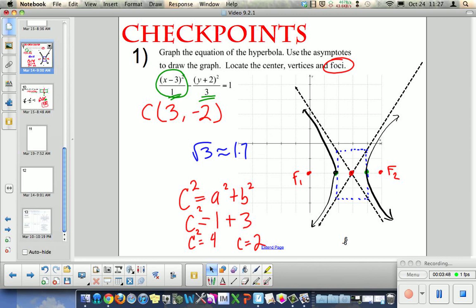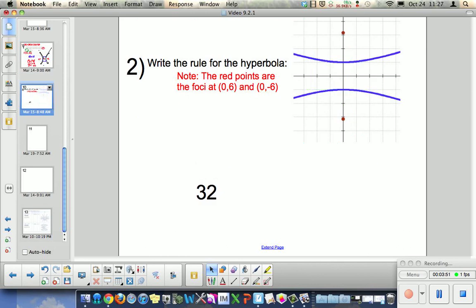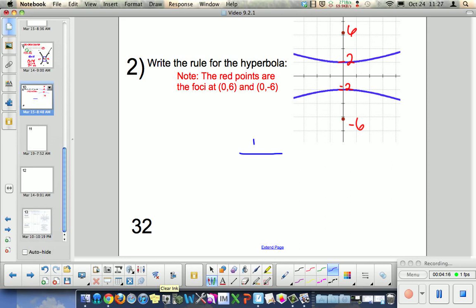The next question was asking you to write a rule for the hyperbola, excuse me. So note the red points are at 6 and -6. So that means the graph goes by 2. So this is at -2 and 2. So we're trying to graph this, and we're trying to find the rule. First of all, you should notice it opens up and down. So that means my y squared is going to be first, and my x squared is second. I also see the center is at 0, 0, so I'm not going to have any y minus something in parentheses. It's not going to be a shift at all.